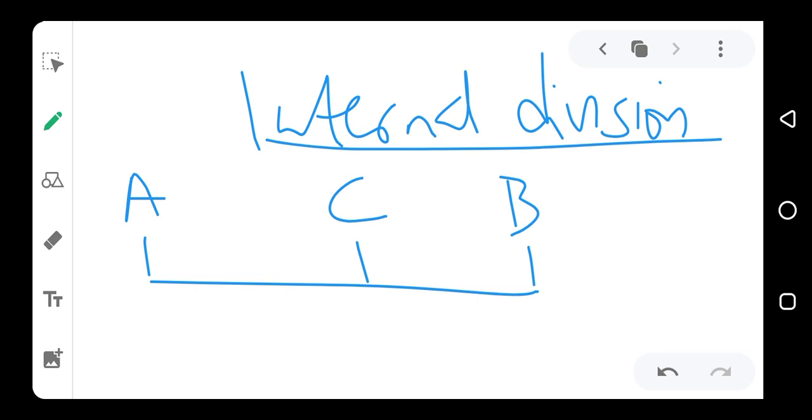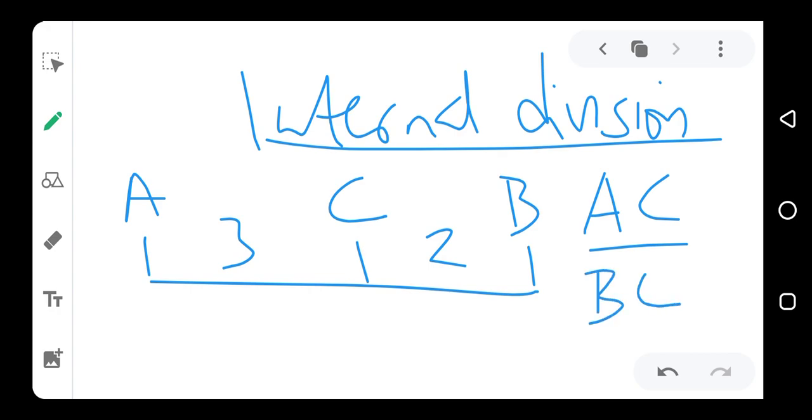Now if you have this line divided by C, and let's assume that this side is 3 and this side is 2, now the line that divides it internally is given by AC over BC, which is equal to 3 over 2. That is the ratio of the division.